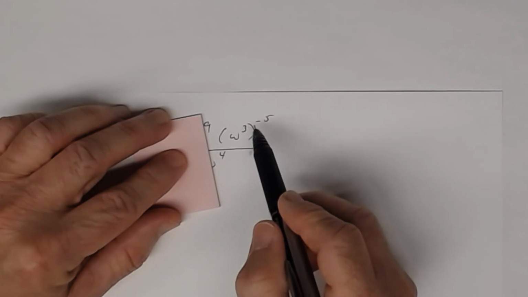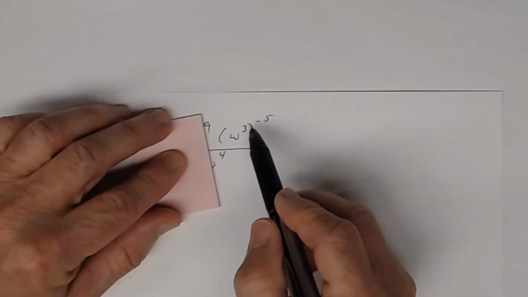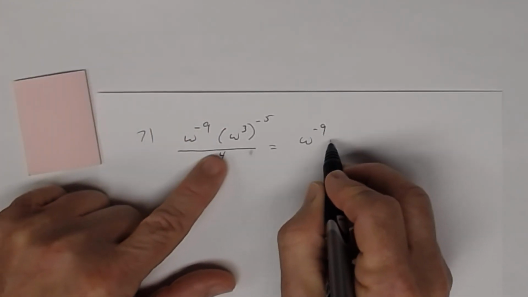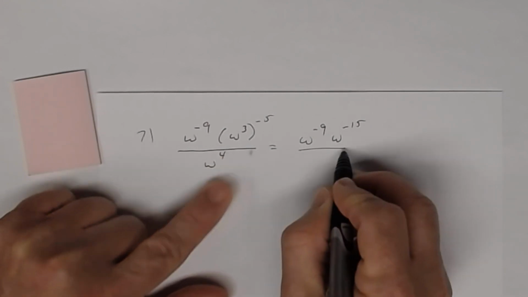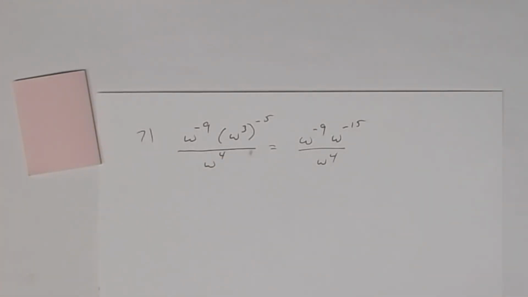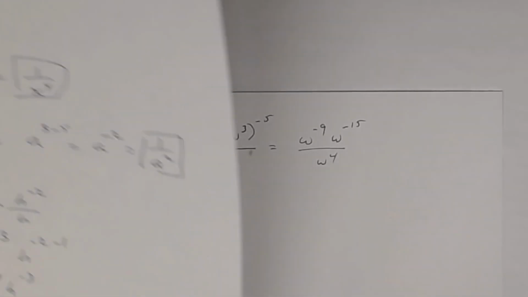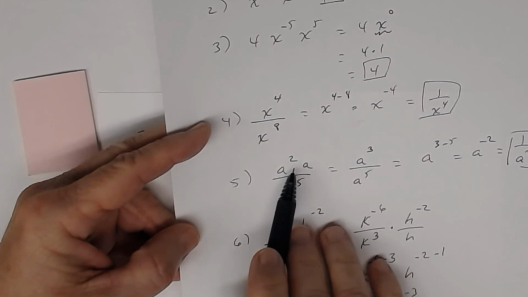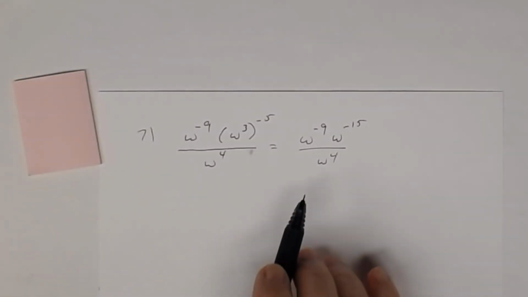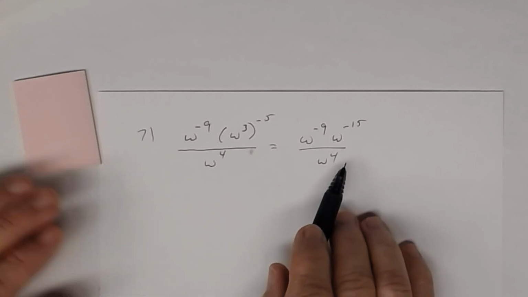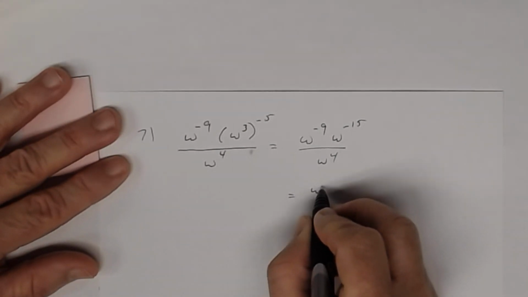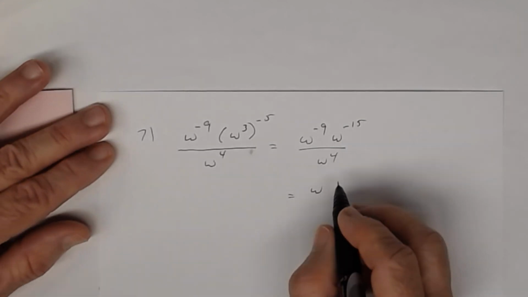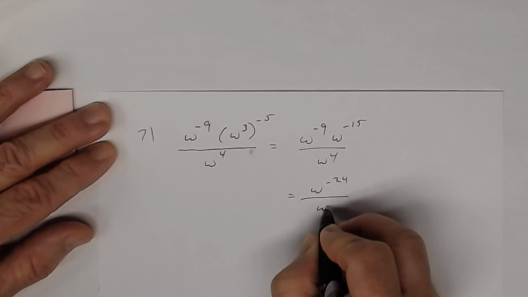So I know that I'm going to use the power rule here. So 3 times negative 5 is a negative 15. So here's what I have so far. I have w to the negative 9th times w to the negative 15th divided by w to the 4th. Okay, and now that's going to take us something similar to where I multiplied the like bases in number 5. So same thing here. Multiply like bases, you add exponents. So that becomes w to the negative 9 and a negative 15 is a negative 24 divided by w to the 4th.